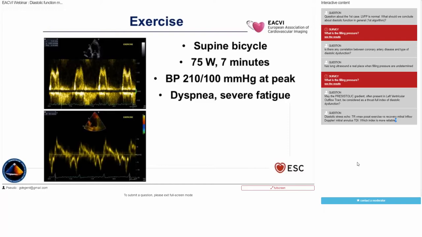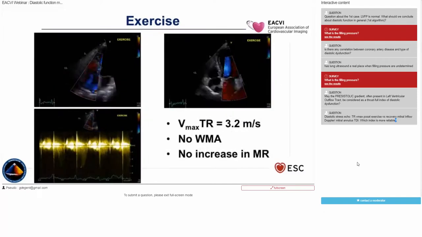We exercised the patient on a supine bike, and actually she did so for 7 minutes. Blood pressure increased significantly, 210 over 100 with peak exercise, and her symptoms were actually reproduced. She again complained of dyspnea and severe fatigue. If you then look at the Doppler data, the E wave increased significantly to 123, while the E prime stayed unmodified at 6.7, and therefore the ratio of E over E prime increased significantly up to 18. Also, there was an increase in TR jet velocity with a peak of 3.2, and again, no new wall motion abnormalities and no increase in MR.